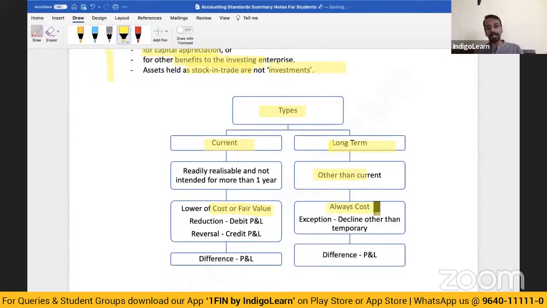General principle: current investments lower of cost or fair value. Long term investments always at cost. Then what is the exception? If there is a decline other than temporary, so there has been a continuous decline in the value of investment and it is not a temporary decline, then you will bring it down to its fair value, and in that case the difference will be taken to P&L.